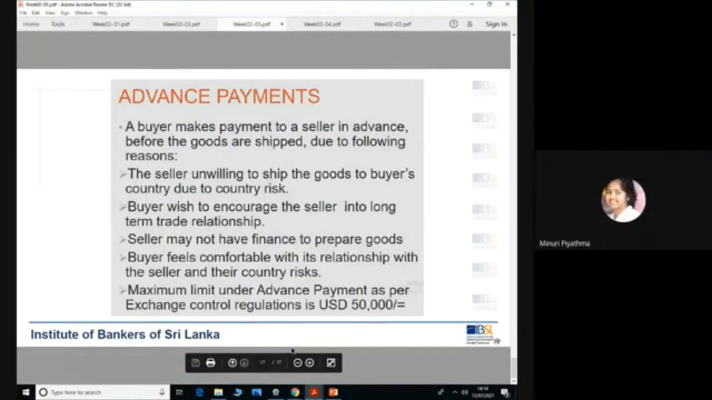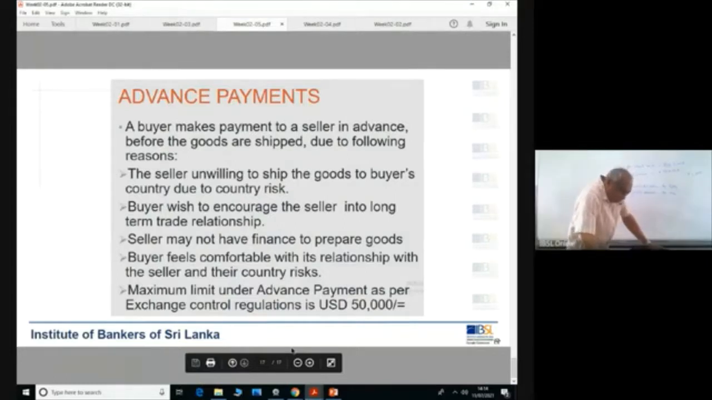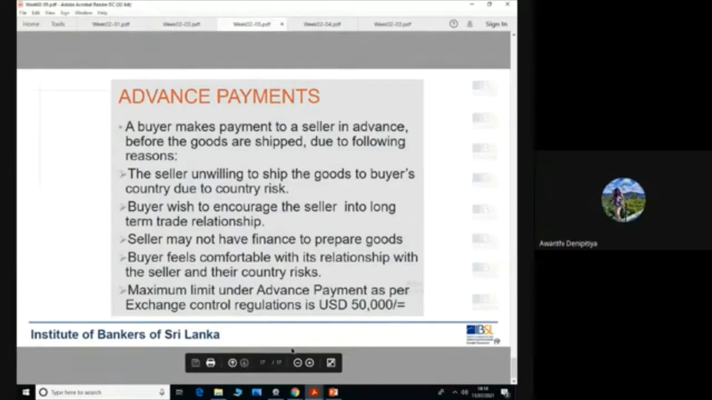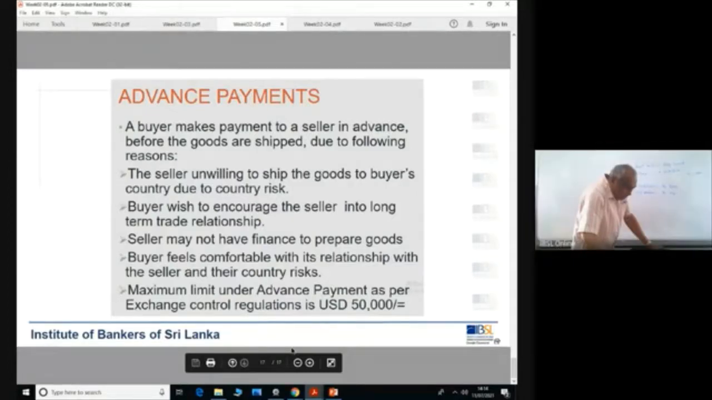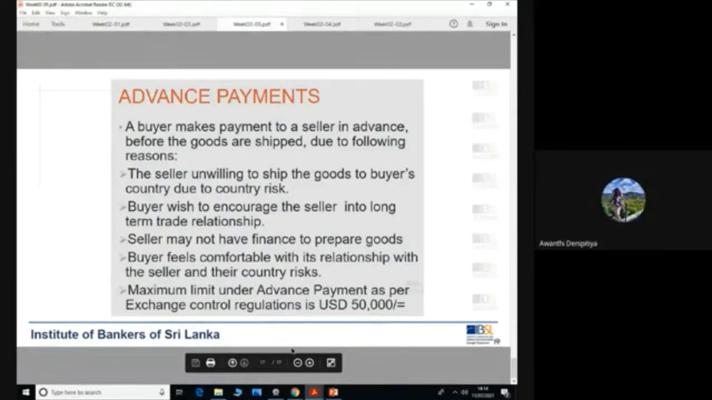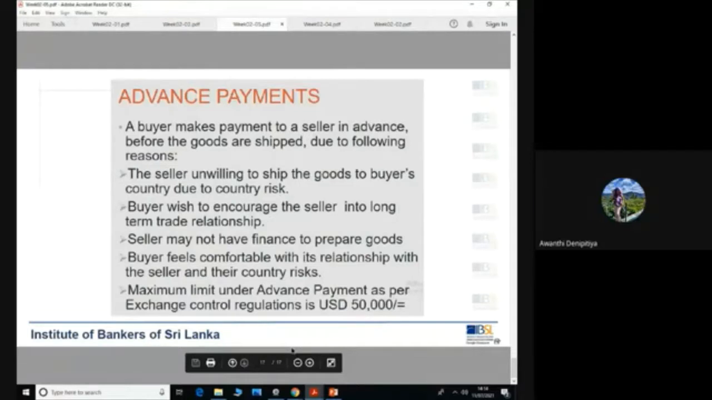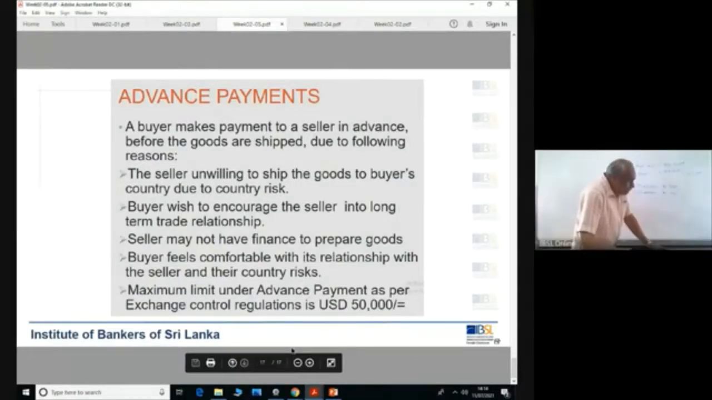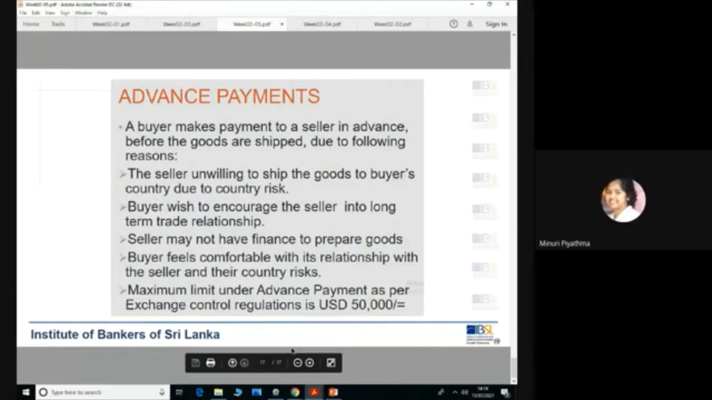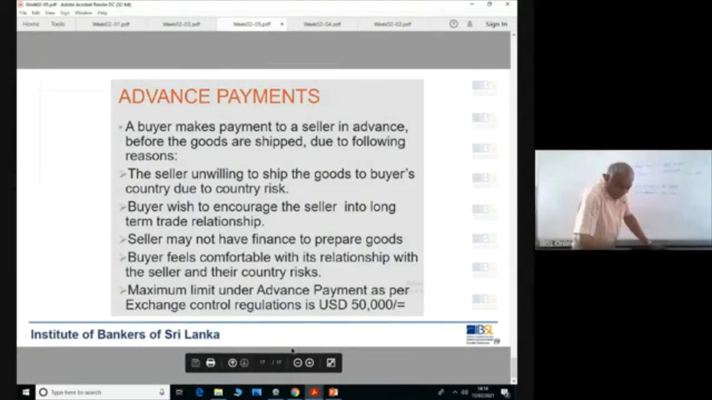Separate. My dear? Avanti. Avanti, which bank? Commercial. Okay. You are in a branch? Katugastota. But Avanti reminds me of someone. My daughter is Avanti. She's also a banker. Right? She's also a banker at Standard Chartered Bank.